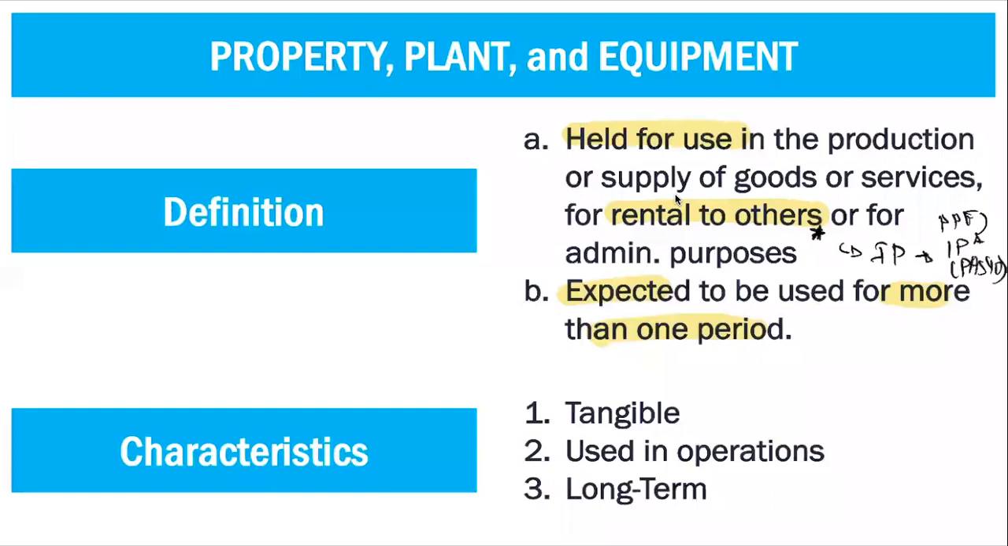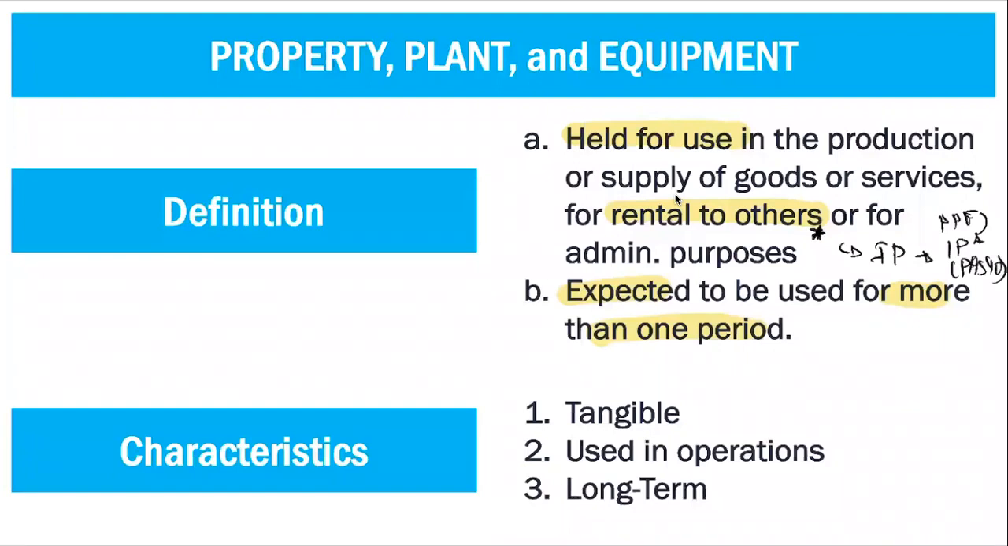Why is it important for us to place here the characteristic of tangible? Because if it is only used in operations and it is long-term, then we can say both tangible and intangible assets are items of property, plant, and equipment. So it's important for us to say that a property, plant, and equipment has the characteristic of tangible because it is considered a separator as to whether it is PPE or intangible asset. Because if that is intangible and used in operations and long-term, it is an intangible asset, but if it's tangible, then it is property, plant, and equipment.